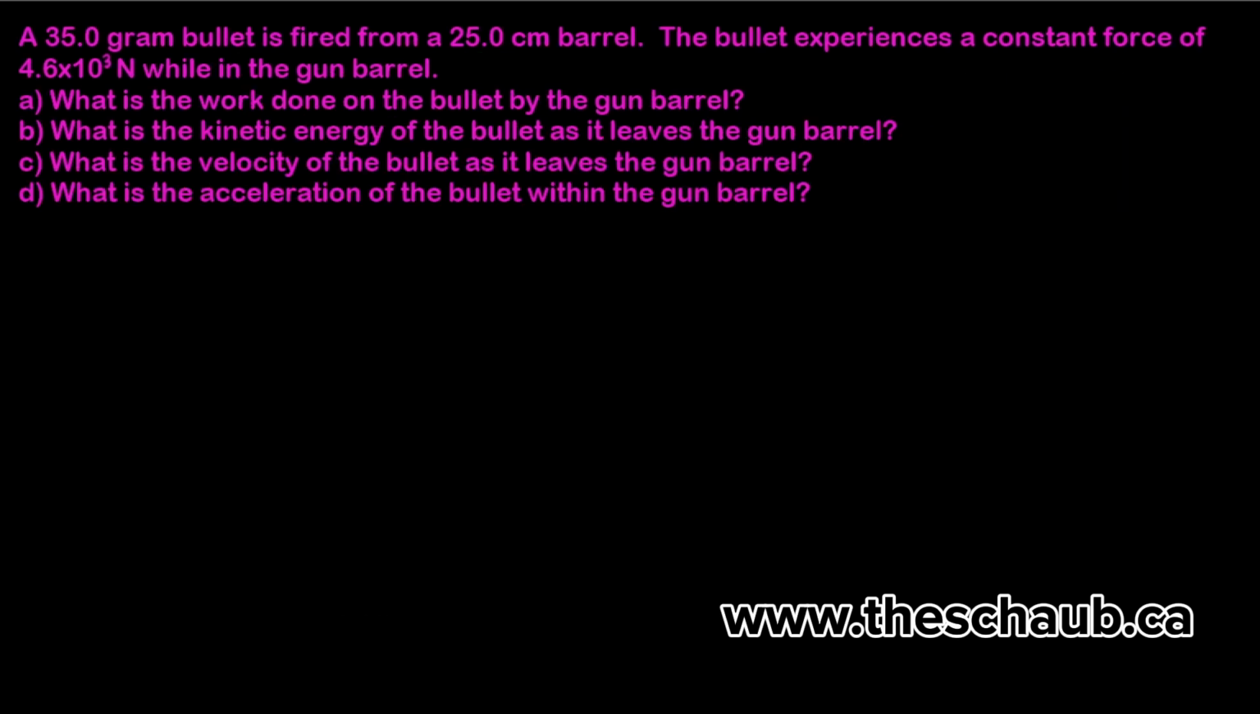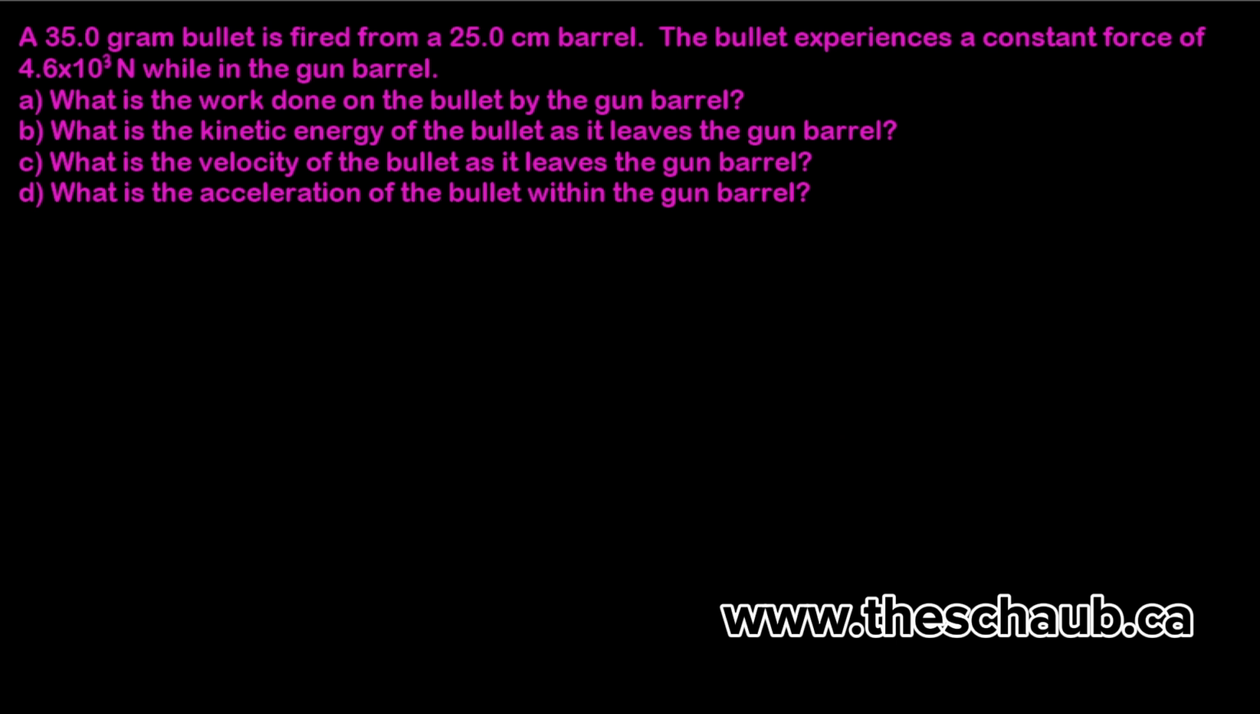The bullet experiences a constant force of 4.6 times 10 to the 3 newtons while in the gun barrel. In part A, we'll calculate what is the work done on the bullet by the gun barrel. In part B, the kinetic energy of the bullet as it leaves the gun barrel. In part C, the velocity of the bullet as it leaves the gun barrel. And in part D, the acceleration of the bullet within the gun barrel.